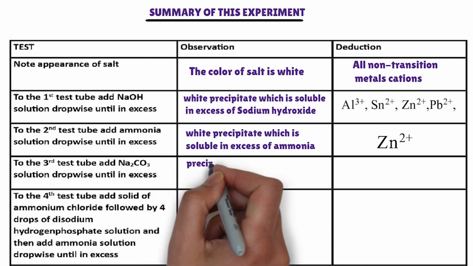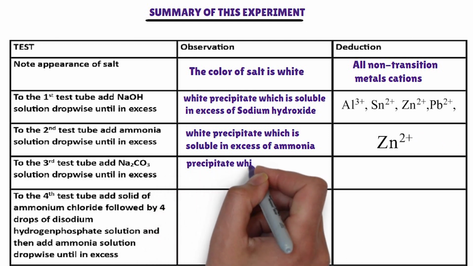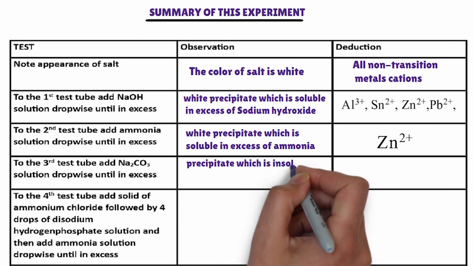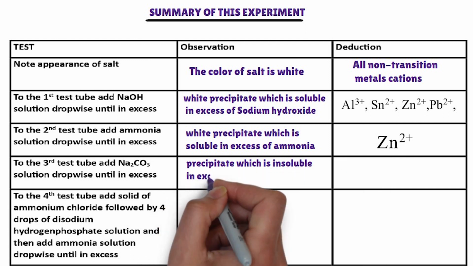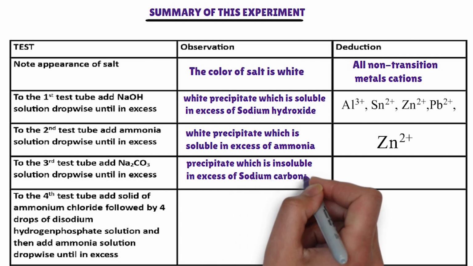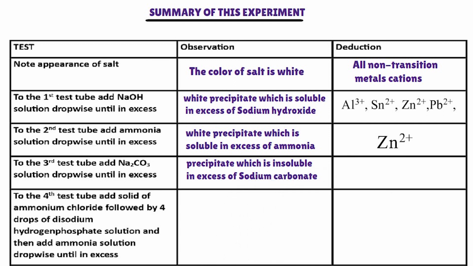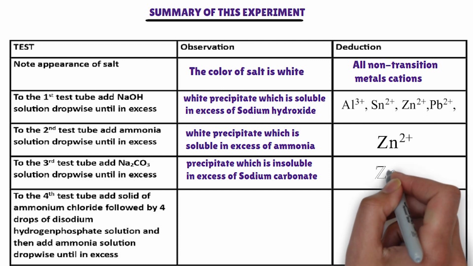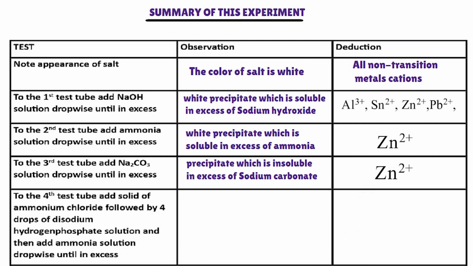In third test tube, sodium carbonate solution is added dropwise. According to above result, the sodium carbonate solution forms white precipitate with zinc ion, and white precipitate formed is insoluble in excess of sodium carbonate.